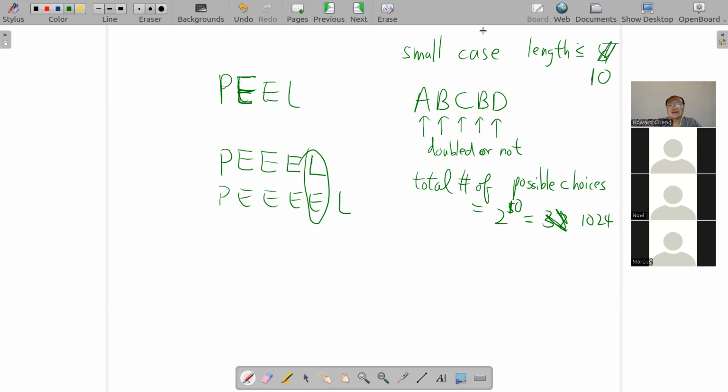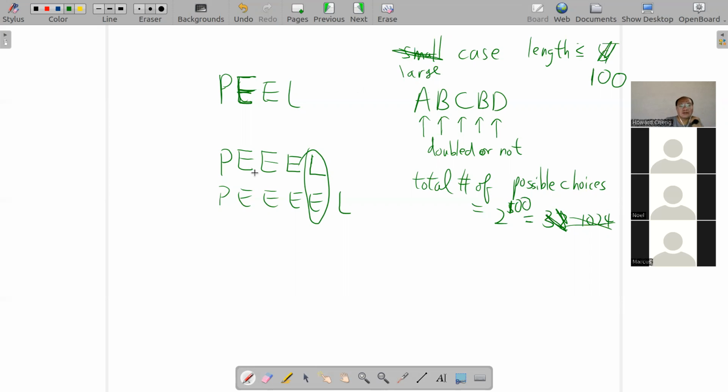Okay, but obviously this is not going to work when you have the large case where the length is at most 100, because now you have 2 to the 100, which I'm not even going to attempt to write. There's no way you can try them all. Okay, so now what are we going to do? That's the question.